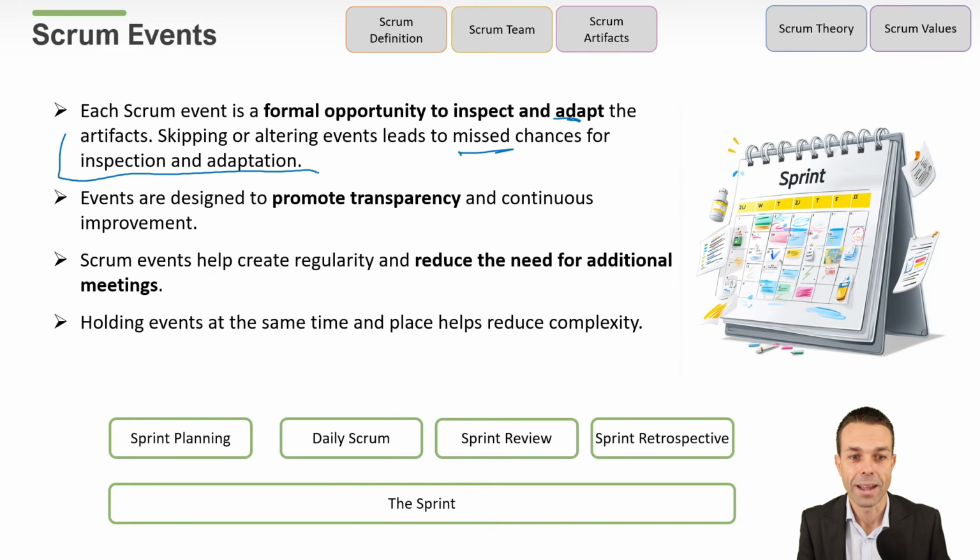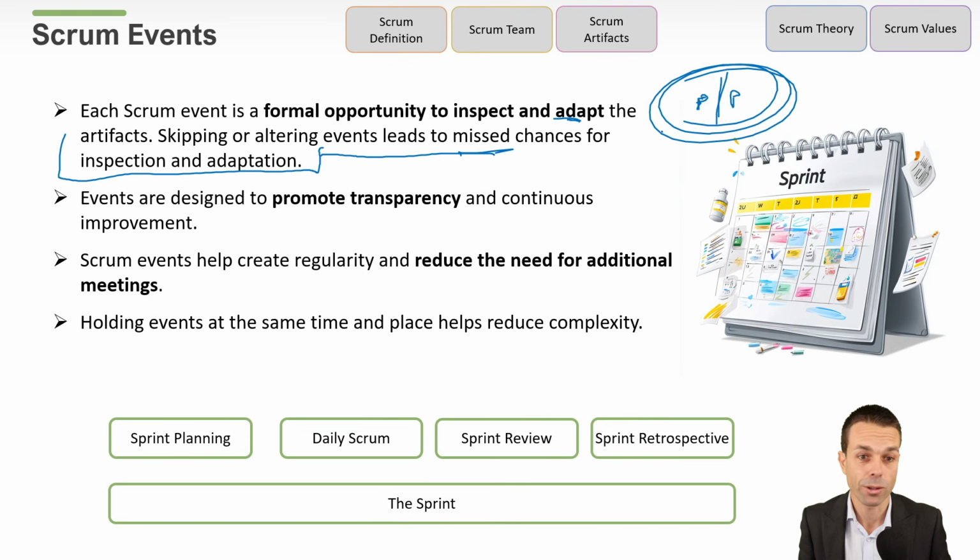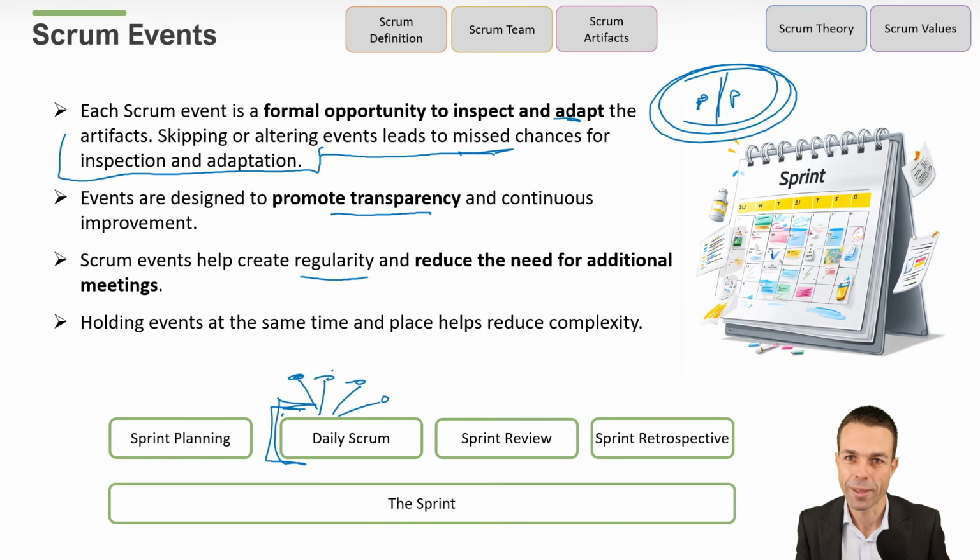So that's the reason why we do these events, because we're always inspecting the process, we're always inspecting the product, and we always want to improve once we've done it. So once we've looked at those things. Events are designed to promote transparency and continuous improvement. Scrum events help create regularity and reduce the need for additional meetings. Now, this is great because if we're catching up every day with the daily Scrum, then we don't need to have 3 other meetings to get updates or to get information from other people. So that's one of the good things that can happen when we hold these events regularly. Holding them at the same time and place also helps reduce complexity.